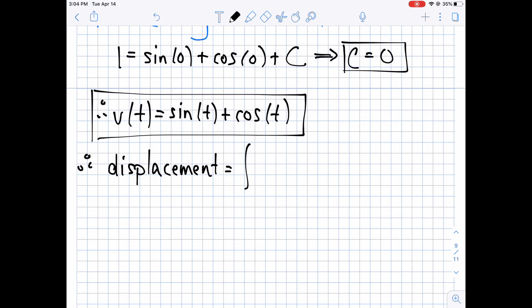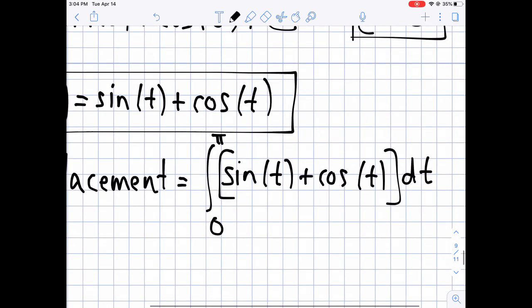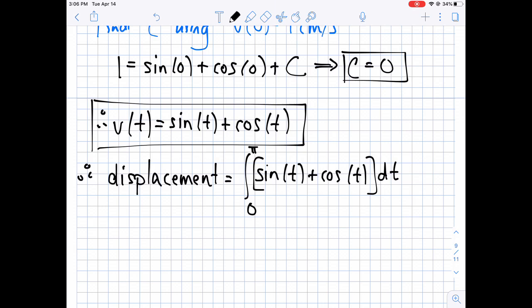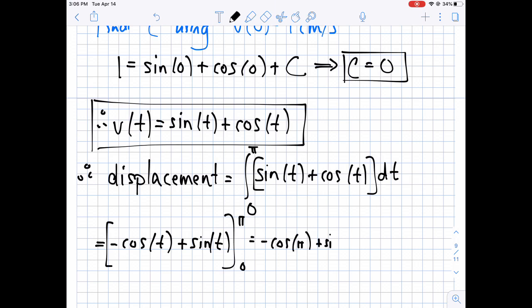So our displacement will be the integral of sine of t plus cos of t with respect to t, and we're going to integrate from 0 to pi. So let's use FTC 2. We end up getting the antiderivative of sine is just going to be negative cos. Antiderivative of cos is going to be positive sine. And we're going to be evaluating this from 0 to pi. So we can plug everything in. We get negative cos of pi plus sine of pi.